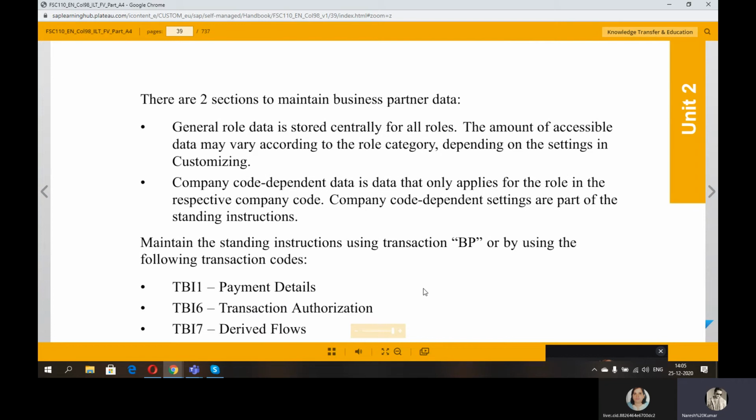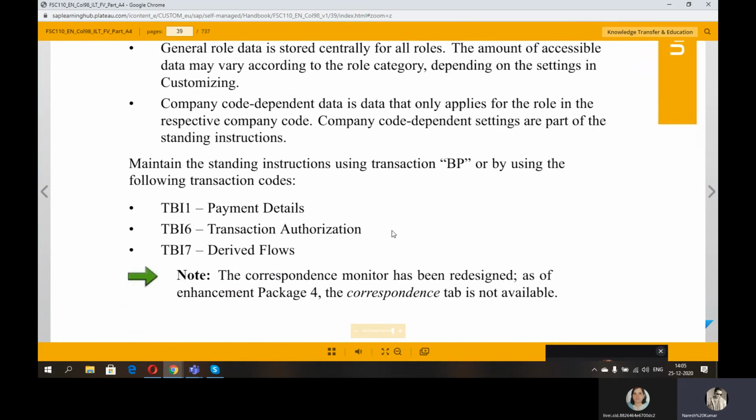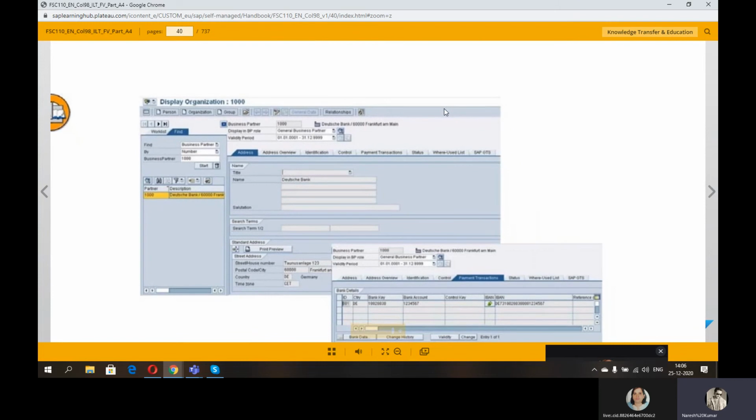But when we maintain the standing instruction using the transaction BP or by using the following transactions TB11, TB16, TB17. Okay, payment details, transaction authorization, derived flows. Based on this, we are going to look forward. So this is the BP business partner creation.